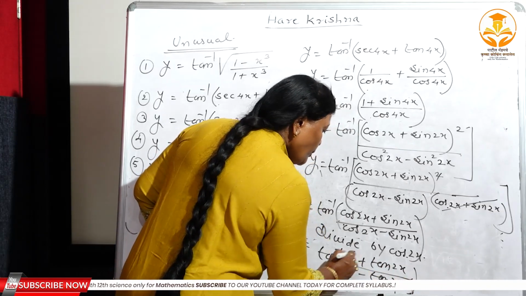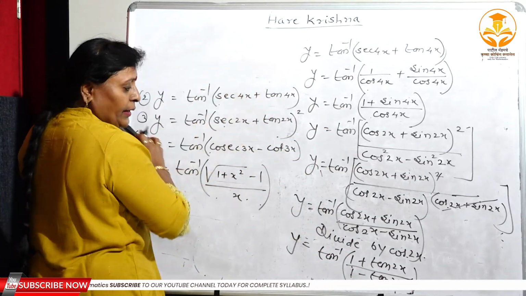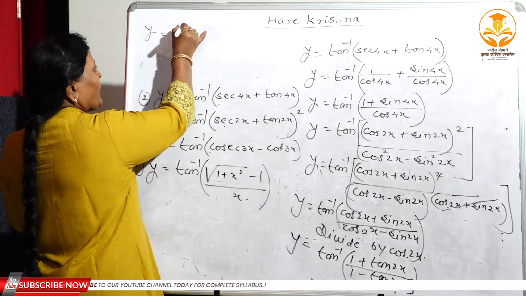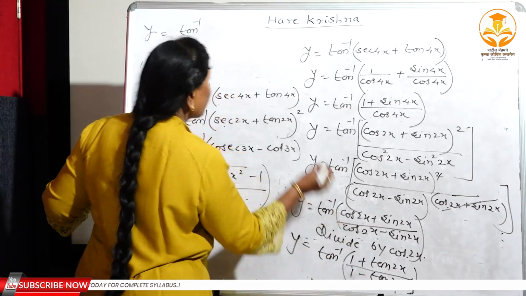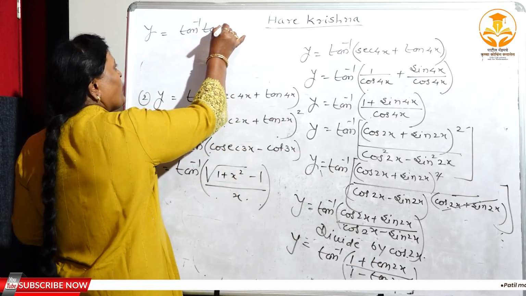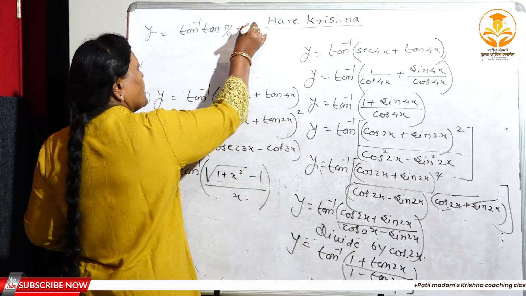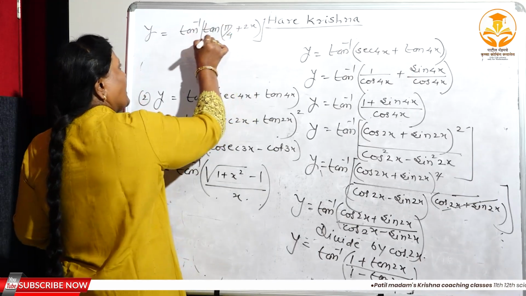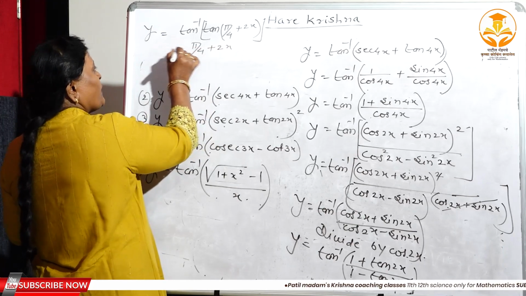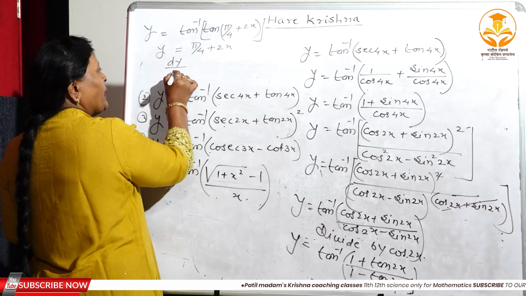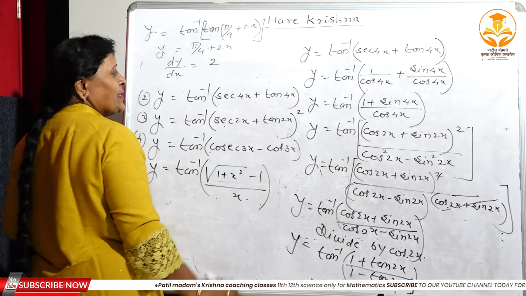Now you can use the formula. See the solution of this problem. y is equal to tan inverse of 1 plus tan 2x divided by 1 minus tan 2x. You can use the formula, that pi by 4 is the compulsory term, and if plus is there, plus whatever the angle, that is 2x. Again, tan inverse tan gets cancelled. What remains? Pi by 4 plus 2x. So y is equal to pi by 4 plus 2x, and dy by dx is the derivative of pi by 4, which is 0, and the derivative of 2x, which is 2.